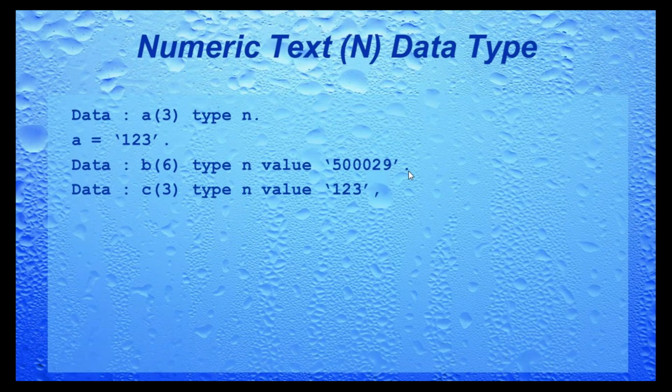C of 3 type n, value 123. So you can define it like that. And we are assigning the values just beside the declaration part, which, as I told you, is not recommendable, but it's something which we can do.